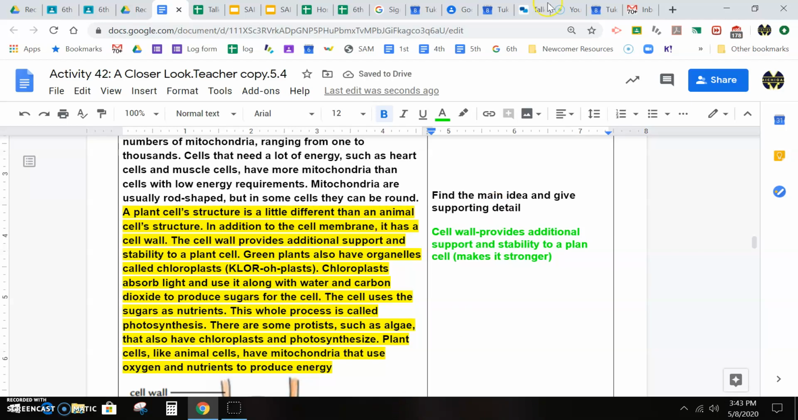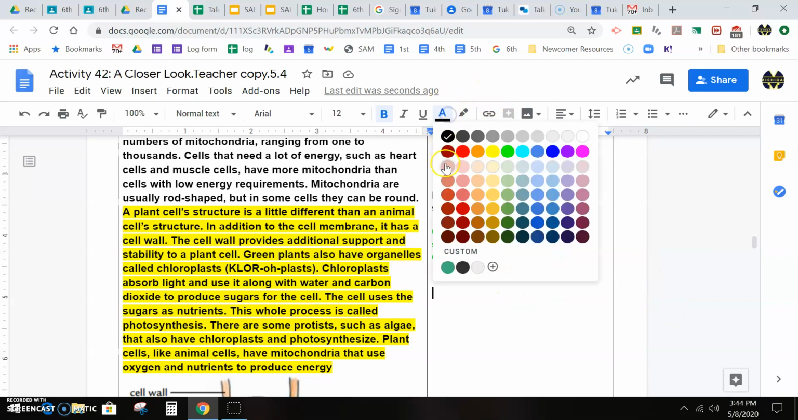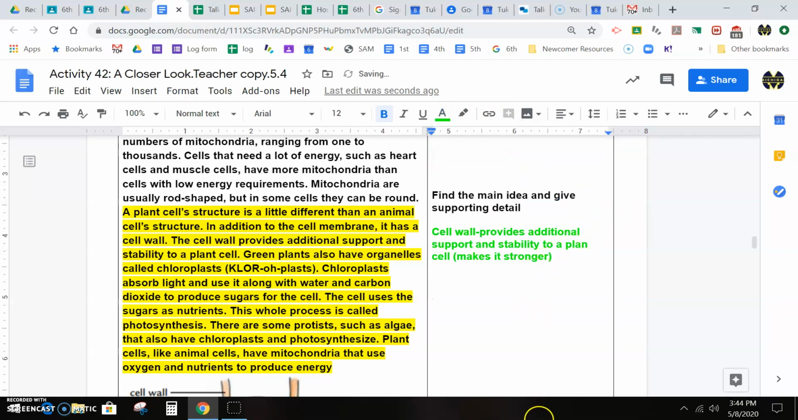Now we read about another structure in the plant cell. It says, green plants also have organelles called chloroplasts. Chloroplasts absorb light and use it along with water and carbon dioxide to produce sugars for the cell. The cell uses the sugars as nutrients. That was a lot of important information about chloroplasts.